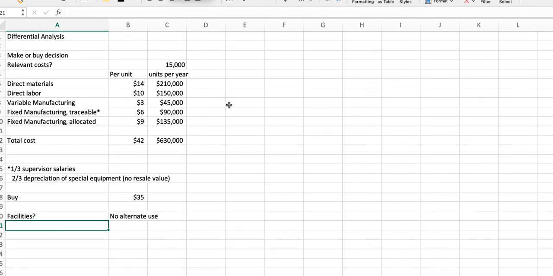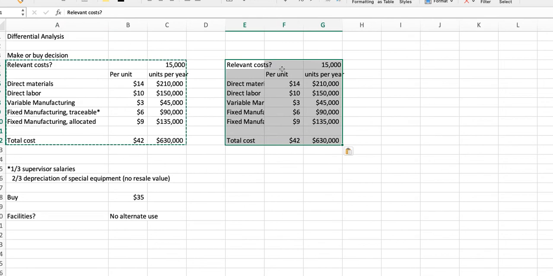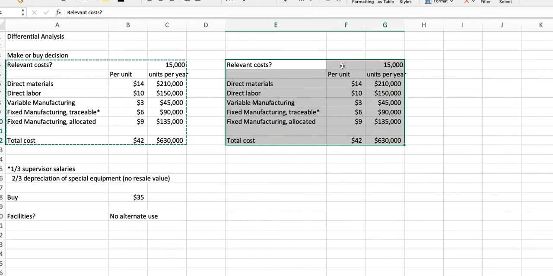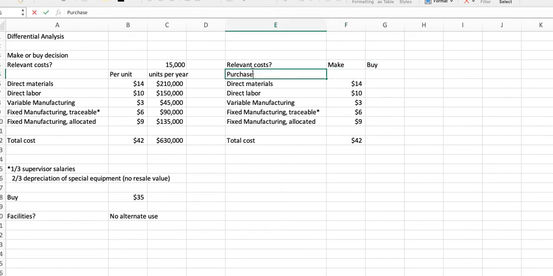So what we want to do is come up with a make or buy chart. I'm going to use some of this information. Not all of it. Okay, if we make it, if we buy it. So if we buy it, obviously we have to purchase it, and that is $35 each. Okay. Now, if we make it, are the direct materials relevant? Yes. Is the direct labor relevant? Yes. Our variable manufacturing, is that relevant? Yes, it is. What about fixed manufacturing traceable?